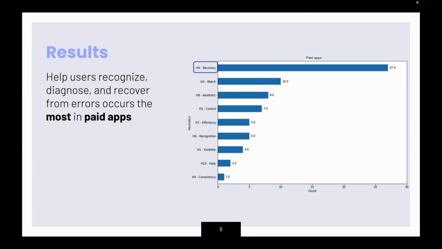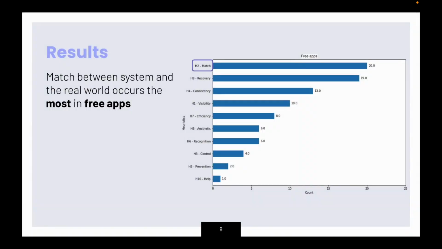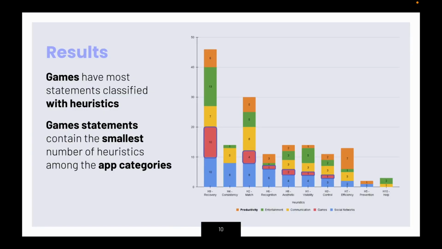We observed that the recovery heuristic occurs the most in paid apps, while match between system and the real world was the risk that occurs the most in free apps. Analyzing the application categories, games have most statements classified with heuristics. However, the statements in games contain only 6 heuristics, the smallest number of heuristics among the categories.